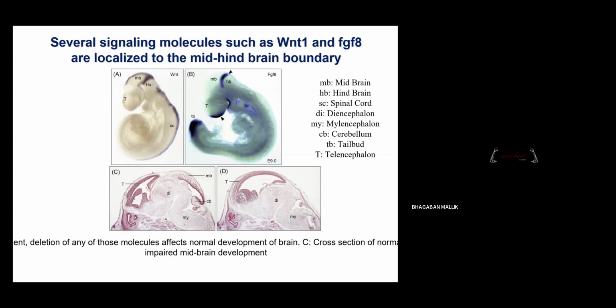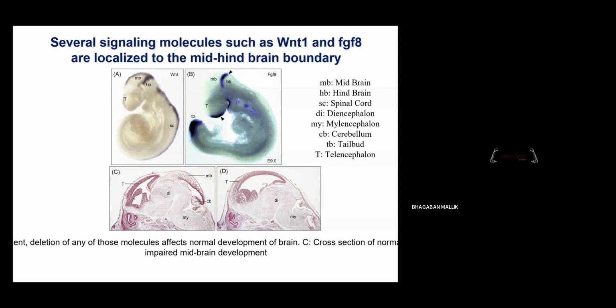Okay, so this is a normal mouse embryo. You have telencephalon, which is part of the forebrain, you have midbrain, hindbrain and spinal cord, and the expression of Wnt is required for the development of the brain. This is another signal that I mentioned: Wnt1 and FGF8 are present in the organizing center that is regulating the brain development. So here is the regulation of brain development by the FGF8 signal.